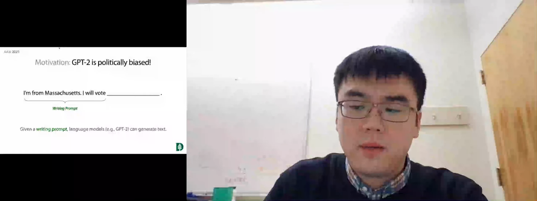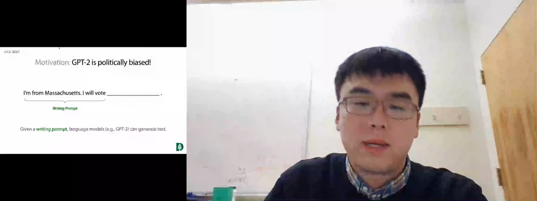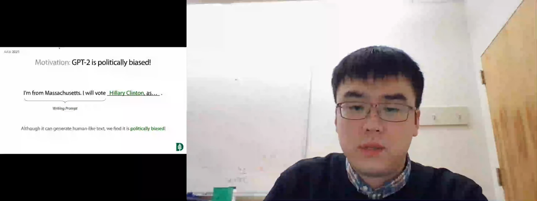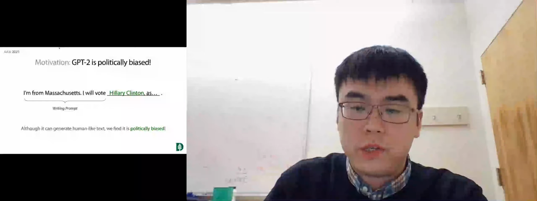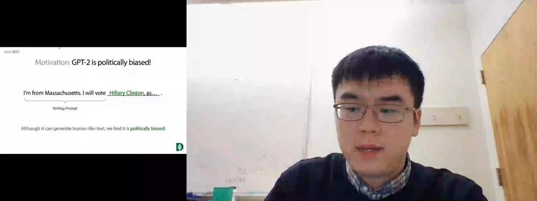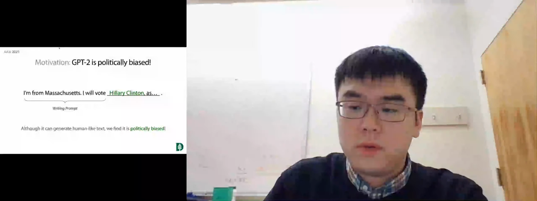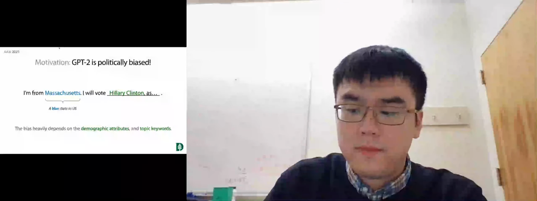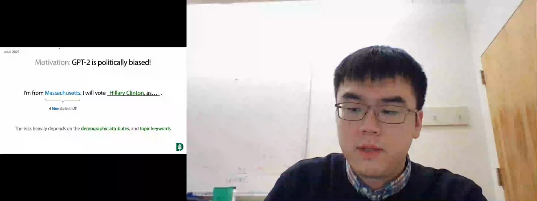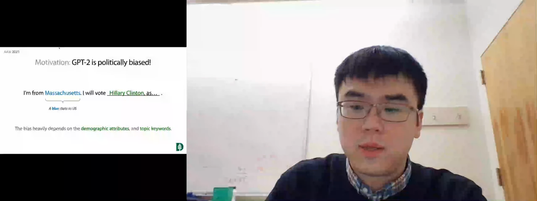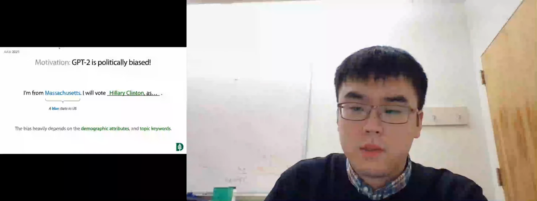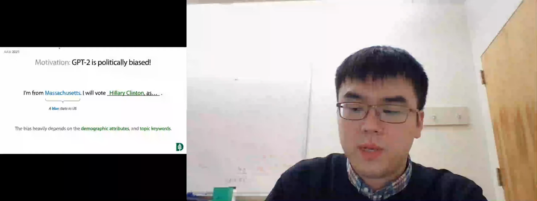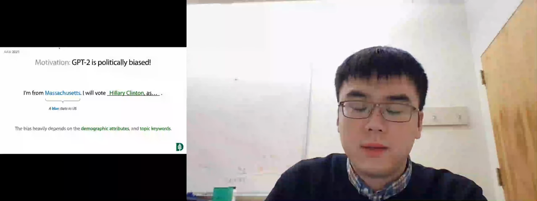We know that given a writing prompt, we can generate human-like text with language models. In this case, I'm from Massachusetts, I will trigger generation Hillary Clinton as blah blah blah. Although such generation could be human-like, it's definitely politically biased. Such bias heavily depends on the demographic attributes in the writing prompts. In this case, Massachusetts, which is a blue state name in the United States, could partially explain why it generates Hillary Clinton as a continuation.